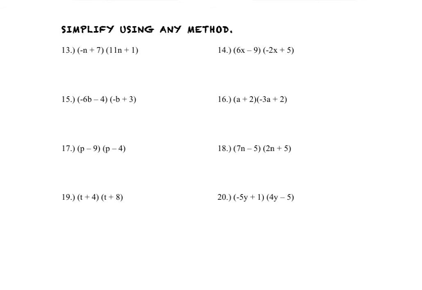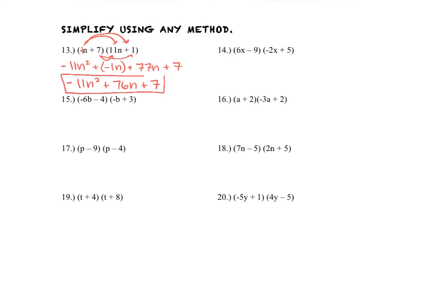So let's go ahead and try just a couple. So number 13, I'm going to take negative n, or think about that as negative 1n times 11n. So this would be negative 11n squared. Then negative 1n times 1. So that's negative 1n. 7 times 11n is 77n, and 7 times 1 is 7. I'm going to combine like terms to get negative 11n squared plus 76n plus 7 as my final answer.